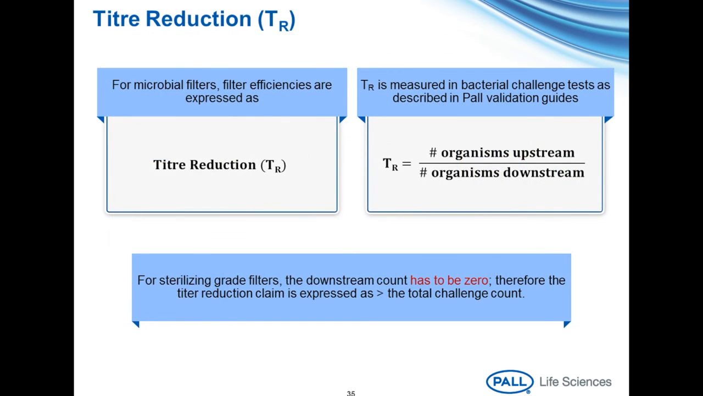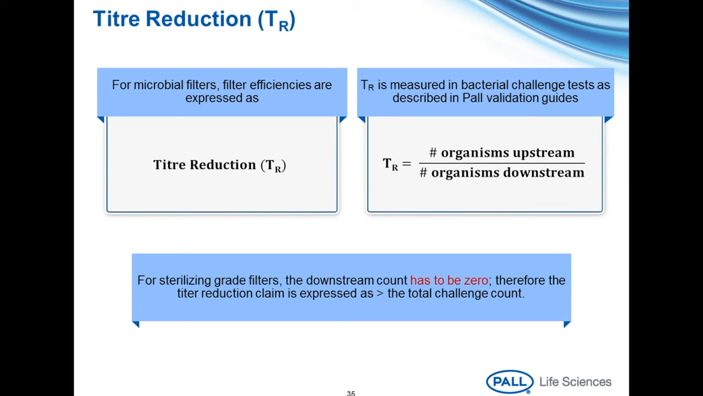So there are two possible outcomes to a bacterial challenge test, either absolute retention or some degree of retention, which is a measure of filter efficiency when talking about bacterial retention. So filter efficiency is expressed as titer reduction. It is a ratio of the total number of bacteria in the influent, which are going into the filter, divided by the total number of bacteria in the effluent, which are coming out of the filter. This can be expressed also as the log reduction value, sometimes referred to as the LRV. For a sterilizing grade filter, the downstream bacterial count must be 0, meaning that no bacteria are detected on the analysis filter.